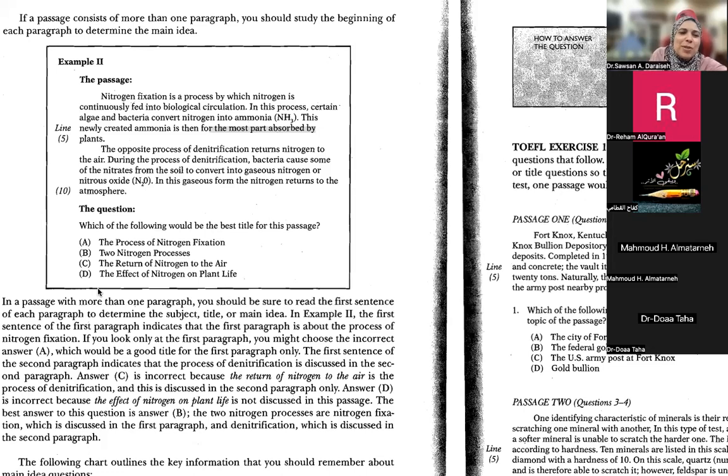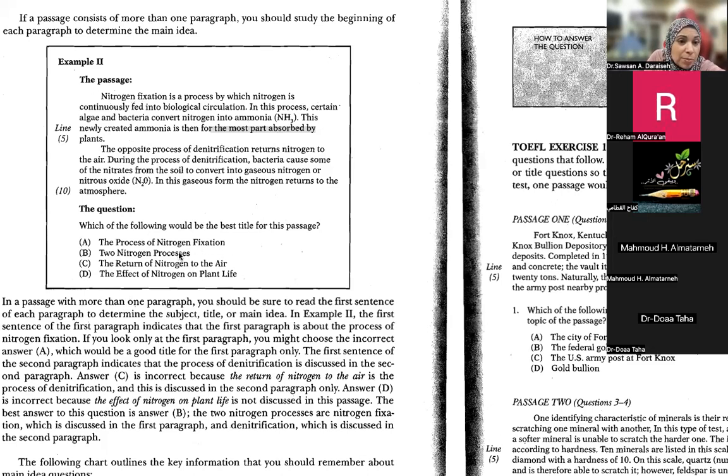Listen to me. This one says "the process," one process. How can it be the same, Dr. Mahmoud, when they tell you nitrogen fixation, and then they tell you the opposite process of this? These are two different processes. When one tells you the opposite is something else and they tell you about it, that means these are two, not one. TOEFL needs careful reading, by the way, Dr. Mahmoud. The process means one process, nitrogen fixation.